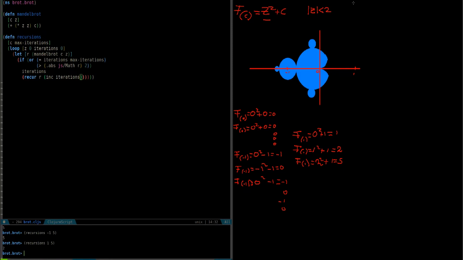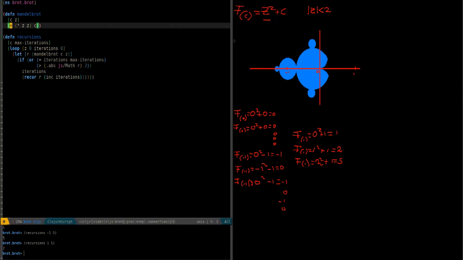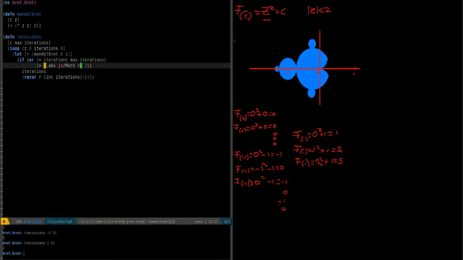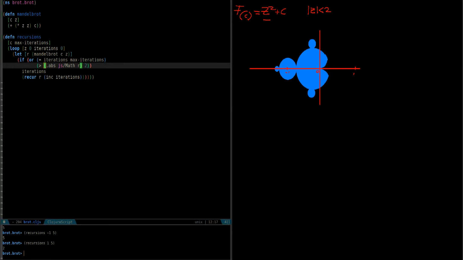Except that it does not, because we conveniently only used the real axis and ignored that the Mandelbrot set uses the entire complex plane. So what we have to do is adapt our Mandelbrot and recursions function to be able to handle complex numbers. We mainly have to adapt the sum, the product, and the absolute value to be able to handle complex numbers. So let's do that. Let's clear that all away.